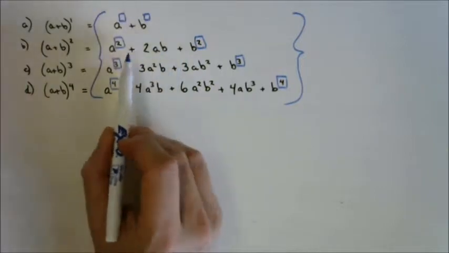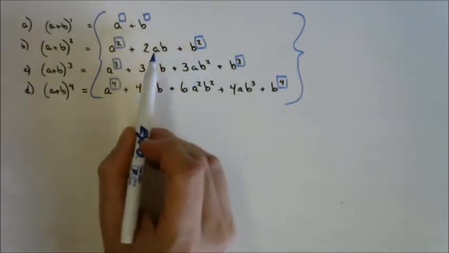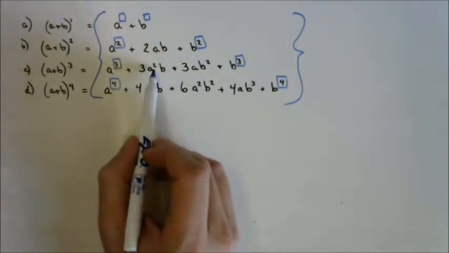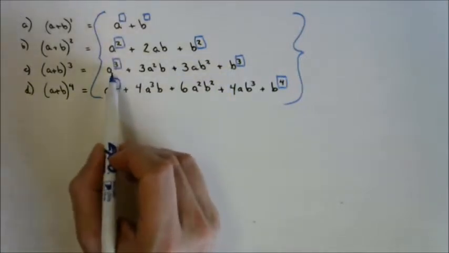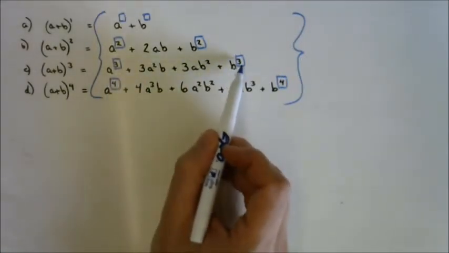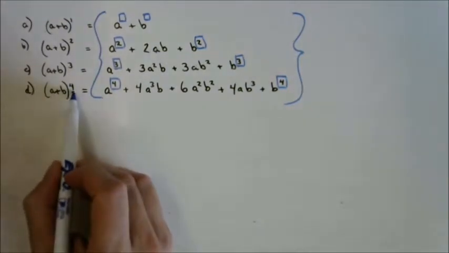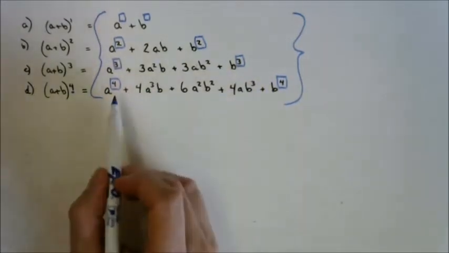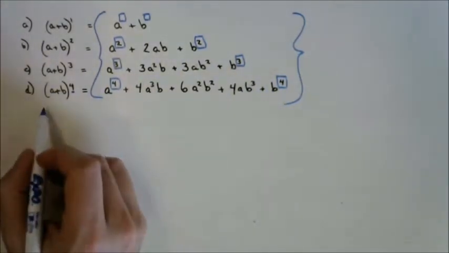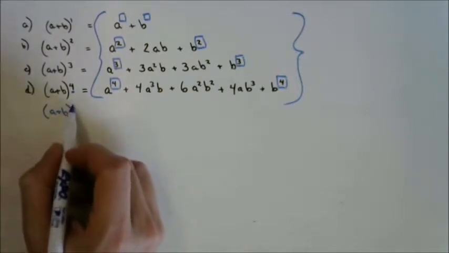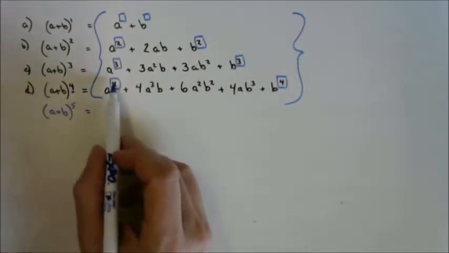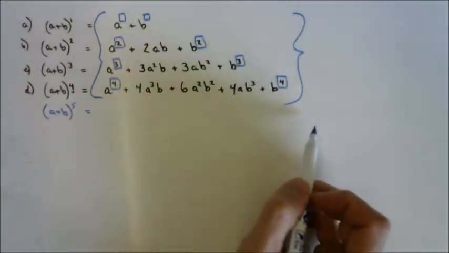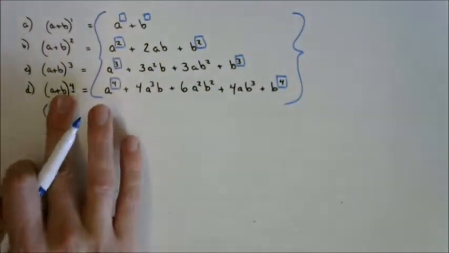What's happening to the powers of a as we move from left to right? They go from 2 to 1 to 0. Powers of b go from 0, 1, 2. What about here? 3, 2, 1, 0. Powers of b, 0, 1, 2, 3. In the next row, it's to the power of 4. So the powers of a go 4, 3, 2, 1, 0. Powers of b go 0, 1, 2, 3, 4. What if we were going to have to the power of 5? The powers of a would go 5, 4, 3, 2, 1, 0. Powers of b would go 0, 1, 2, 3, 4, 5. Okay? There's a pattern with the exponents.